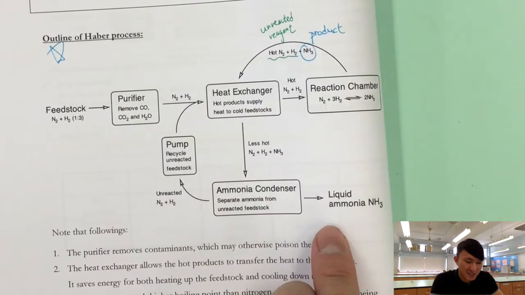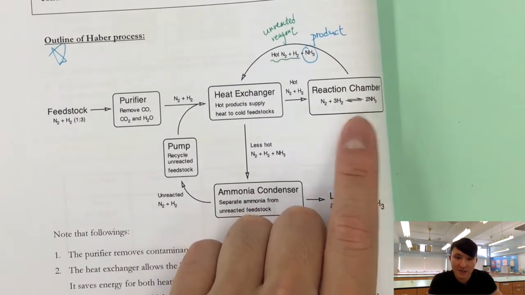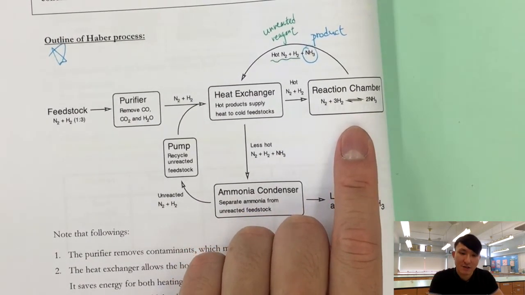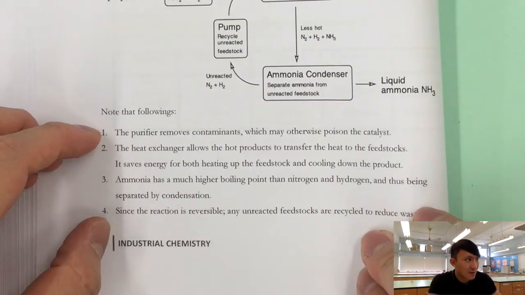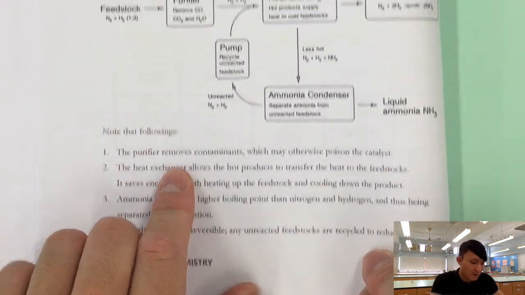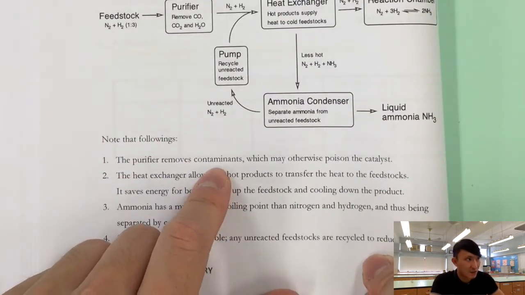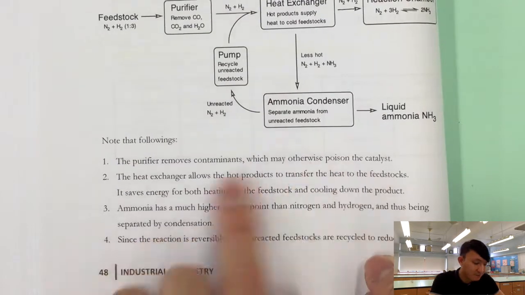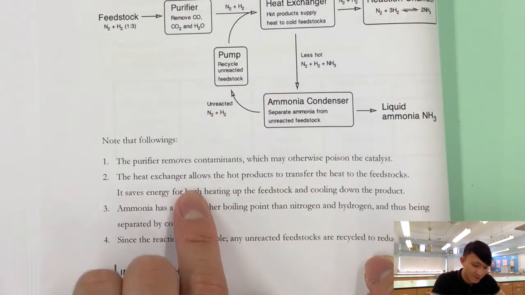Okay? So this continuous removing of ammonia is another strategy to increase the yield of the product. Now all these remarks, basically I have discussed, so have a quick look. First of all, this purifier removes contaminants which may otherwise poison the catalyst. A heat exchanger. Now this one is important.